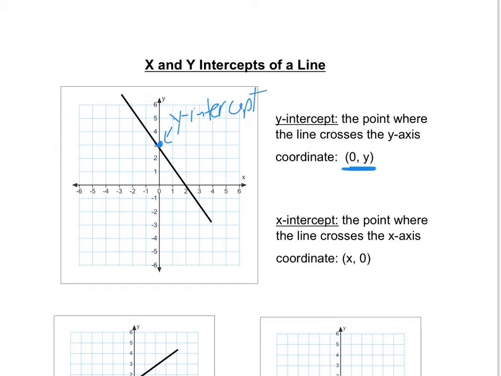So in this example here, the y-intercept is 3, or we can write it as a coordinate, then the coordinate is 0, 3. The x-intercept is basically the same thing, except it's where the line crosses the x-axis. So this is the x-intercept on this graph. So it's crossing the x-axis at 2, so the x-intercept is 2. And if we write it as a coordinate, well, since it's on the x-axis, the y value is 0, and the x value, well, would be 2.